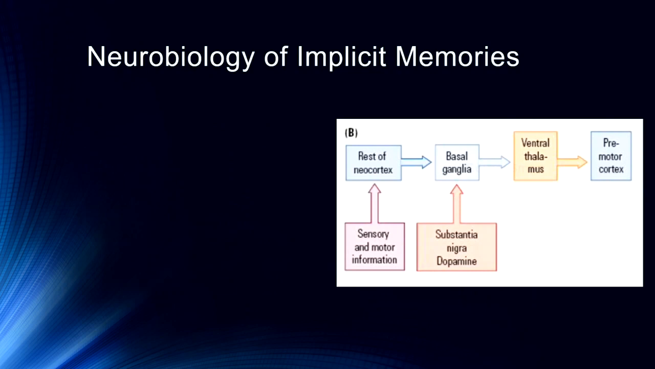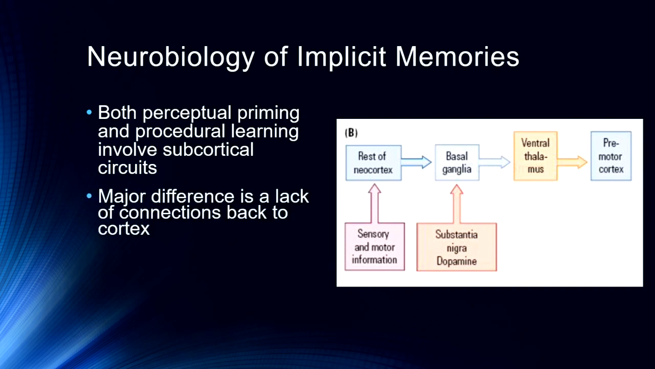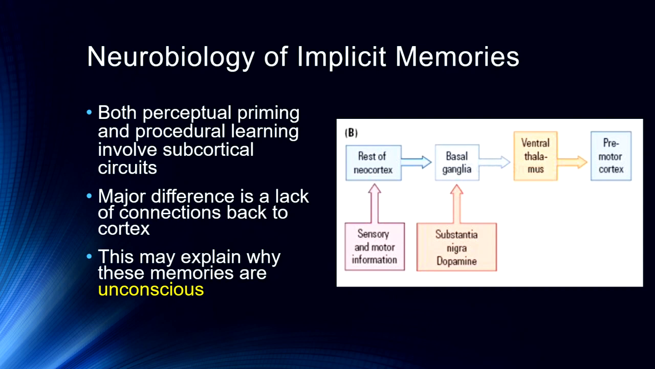So both perceptual priming and procedural learning go under the general umbrella of what we call implicit or non-declarative memories. Both involve these subcortical circuits. We get sensory and motor information that then goes to the basal ganglia, the ventral thalamus, and the premotor cortex. What we don't have are reciprocal circuits coming back from the cortex. And that might explain why these memories are unconscious, because these aren't in two directions, these are unidirectional. And so that lack of reciprocal connection may be the issue.